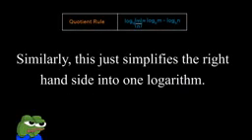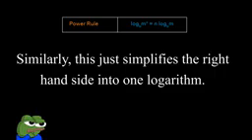Similarly, our quotient rule says that if you have log base b of m minus log base b of n, then you can also simplify this to one expression, this time giving you log base b of m over n. Now, the power rule. If you have log base b of m to the n, you can actually pull out the exponent of m to be a coefficient. So this becomes n log base b of m.